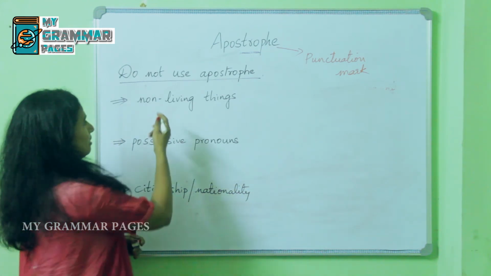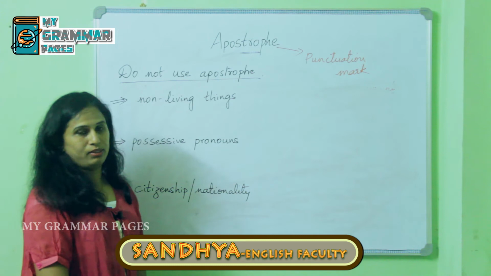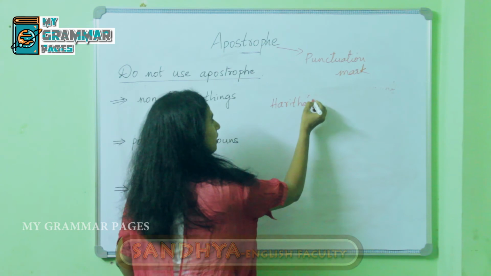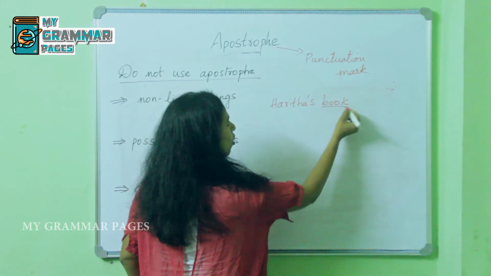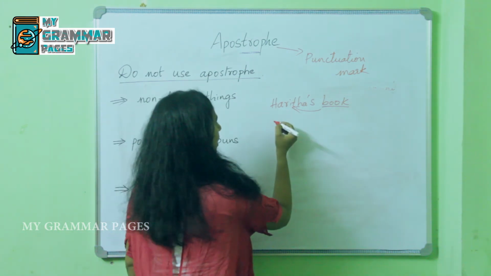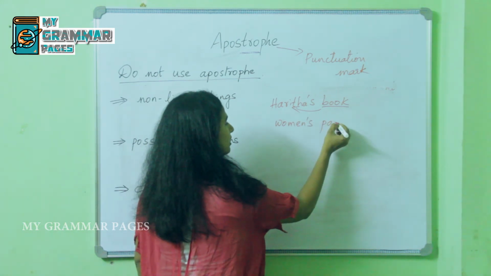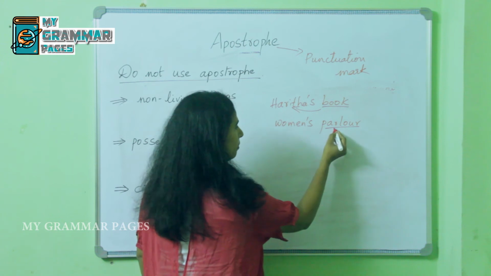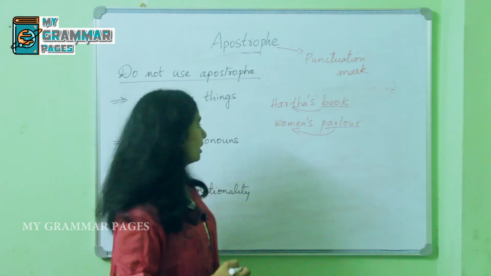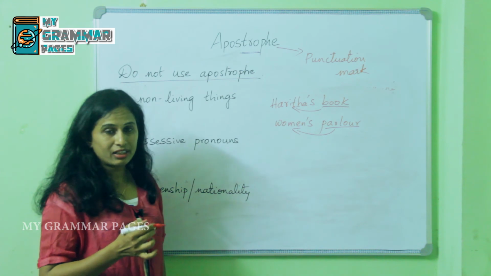So first of all, let me take the first one, that is non-living things. In the earlier examples, I've taken Harita's book. In Harita's book, this book belongs to a living creature, that is Harita. Okay, I took even woman's parlor. Here, this parlor belongs to these women. These 2 are living creatures.